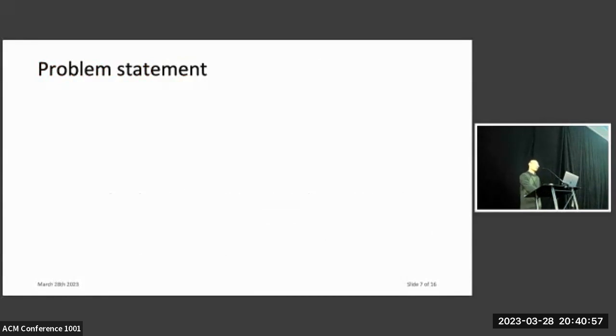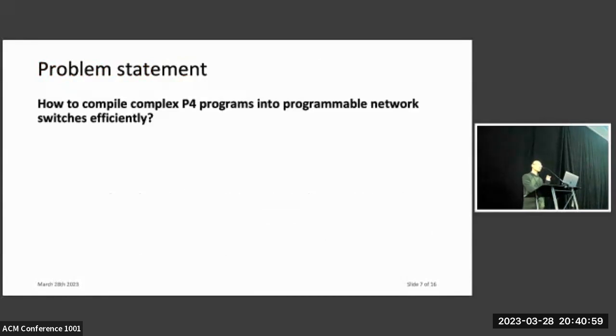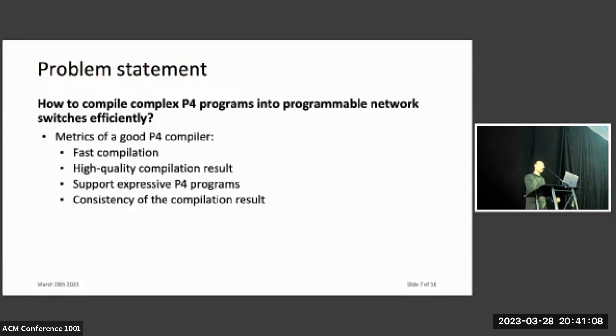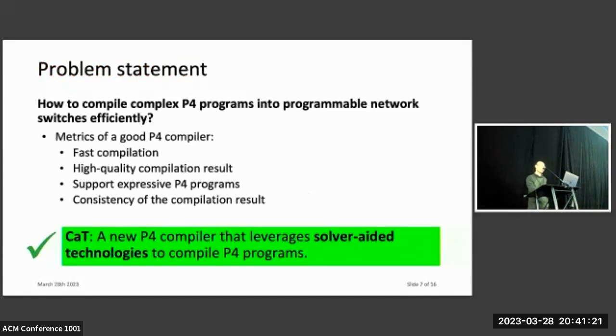So the problem is that we want to compile complex P4 programs onto programmable network devices efficiently by designing a good compiler. What do we mean by a good compiler? There are some metrics. The compiler should be fast, should generate high-quality compilation results, should support expressive P4 programs, and also be consistent over all the outcomes. Therefore, we developed a compiler called CaT.